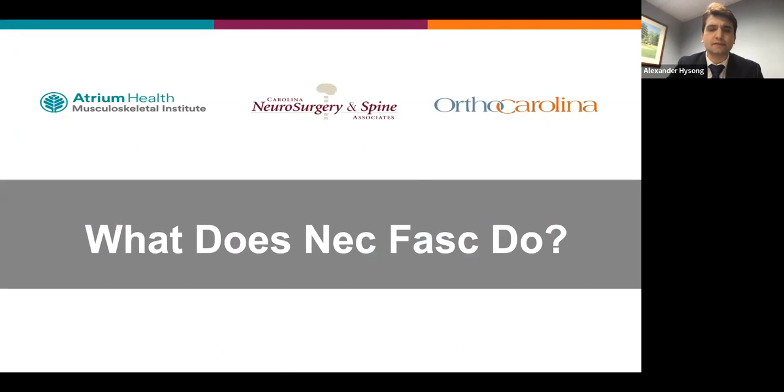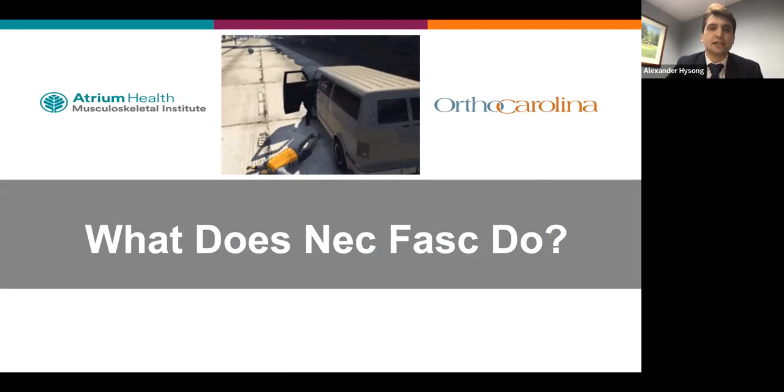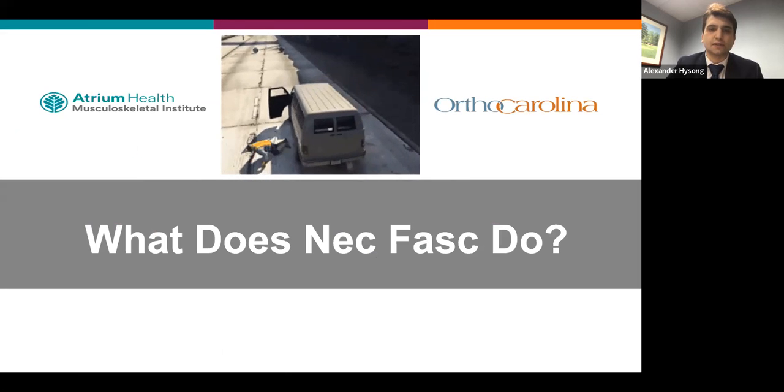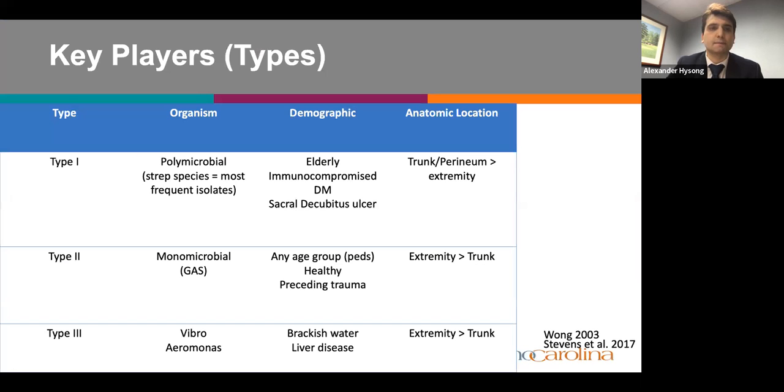So what does necrotizing fasciitis do? Well, it hijacks this acute phase response, and it uses it against us, and we'll see that shortly. The key players in necrotizing fasciitis are typically categorized into 3 groups, type 1 and 2 being the most common. Type 1 is polymicrobial. It typically affects our more elderly and sicker populations. And type 2, the more classic presentation of necrotizing fasciitis, is monomicrobial and caused by group A strep.